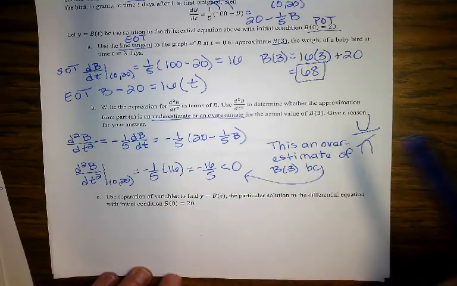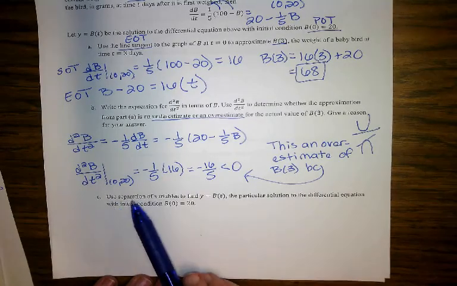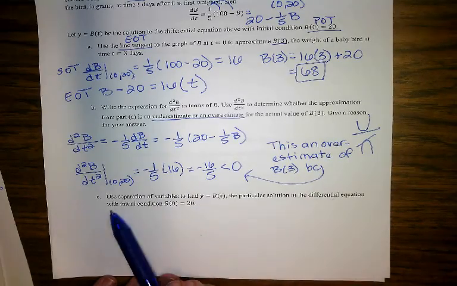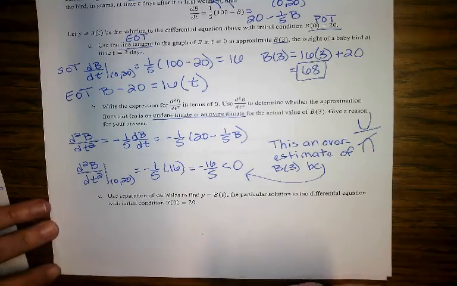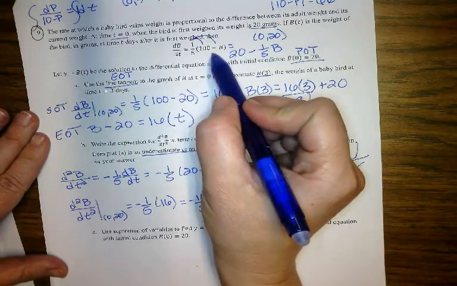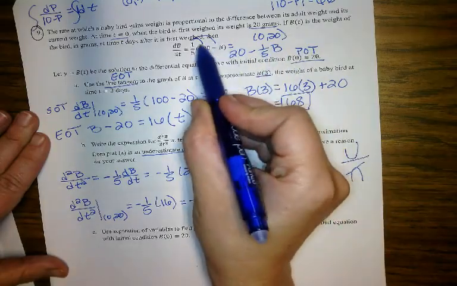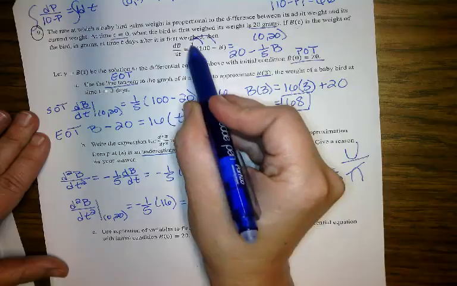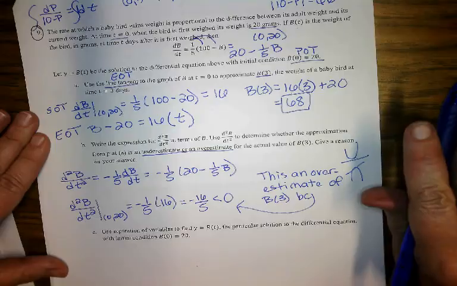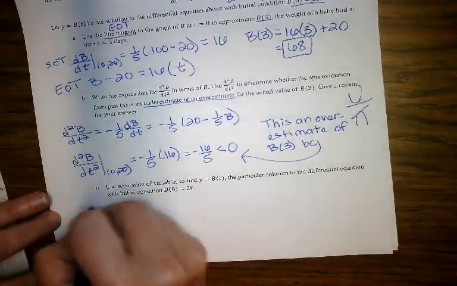Part C: use separation of variables to find y equals b of t, the particular solution to the differential equation with this initial condition. Okay, so to separate the variables, I'm going to go back to this one because this one is going to be harder to separate. So I'm going to divide this to the other side to get b's. But I want to leave the 1/5 over here because remember it's helpful if you can leave as much on the right-hand side as possible. And I can leave this 1/5 here. So I'm going to kick this problem off by doing dB divided by 100 minus b.